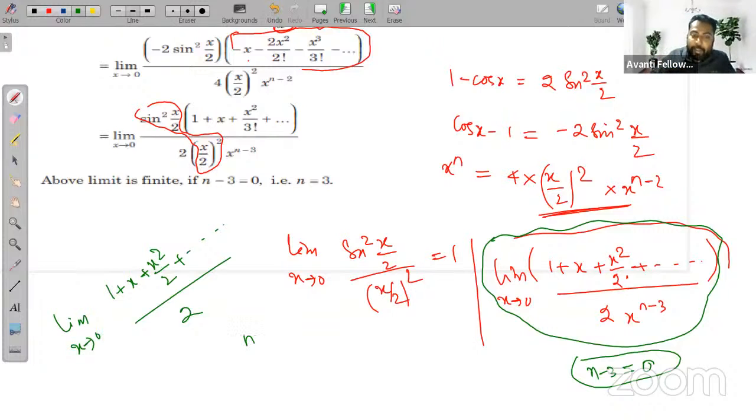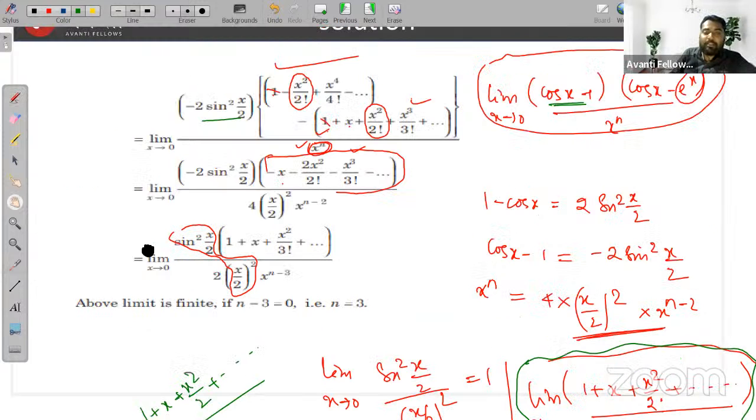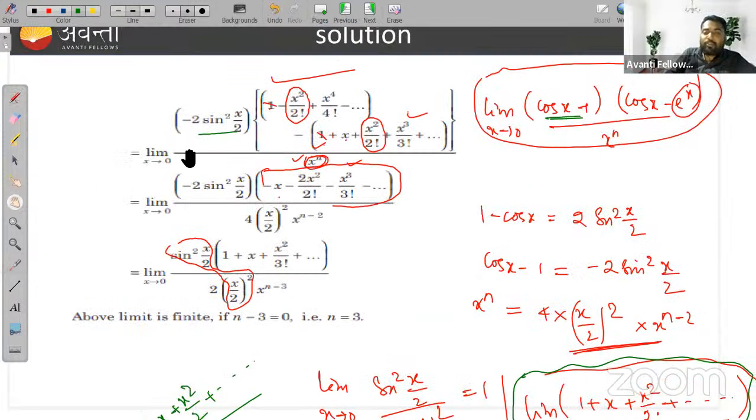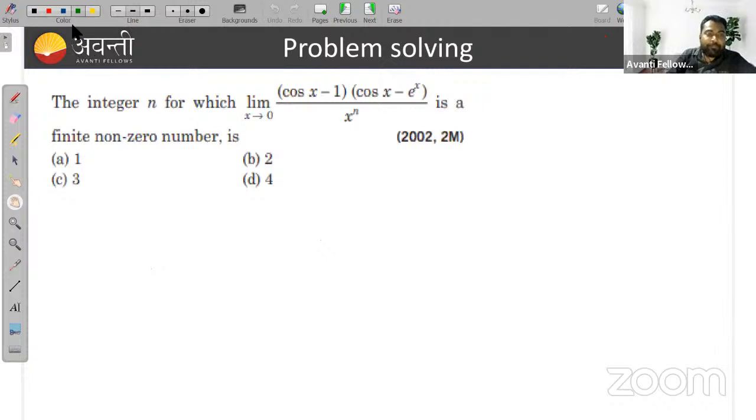Okay, so if n minus 3 is equal to 0, then what is the value of n? n is equal to 3. So this is the answer. For n equal to 3, this limit gives you a finite non-zero number. So this is the correct answer. Option C is your correct answer.